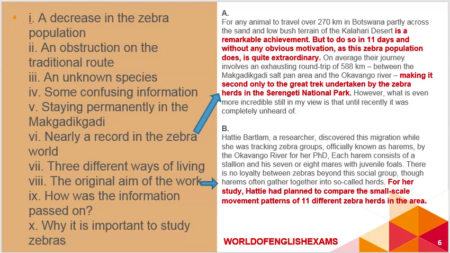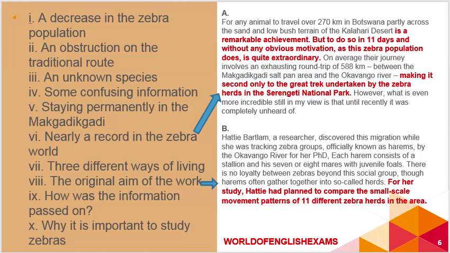Then let's read number 5. Staying permanently in the Maggadikadi, which means that whatever the animal is, it's not coming back to the place of origin. It's staying permanently in what's known as the Maggadikadi, in that place. Then the sixth title, nearly a record, which means it's not the number 1, but it is almost a record, an achievement kind of thing in the zebra world.